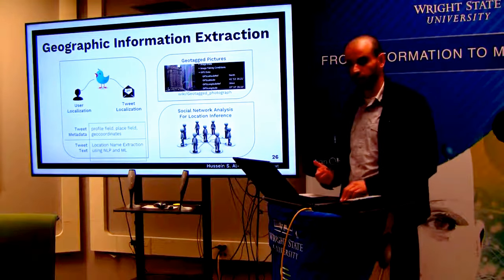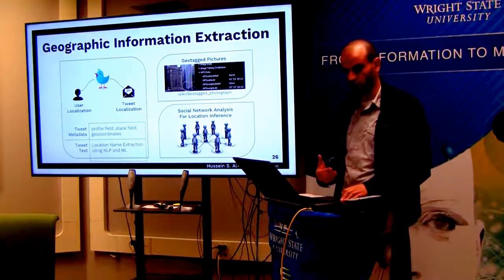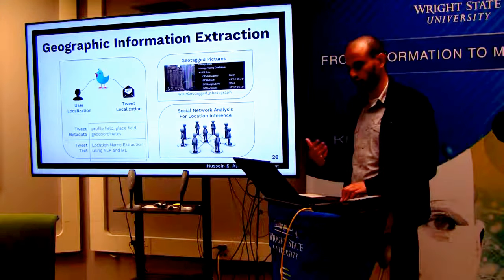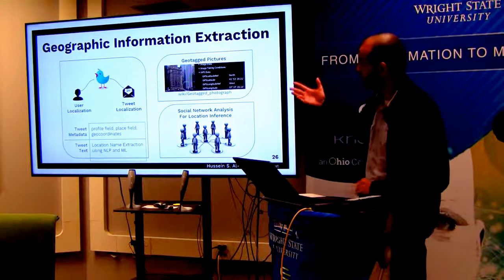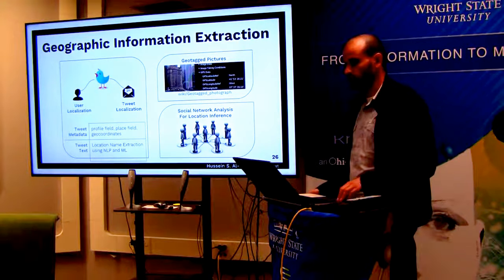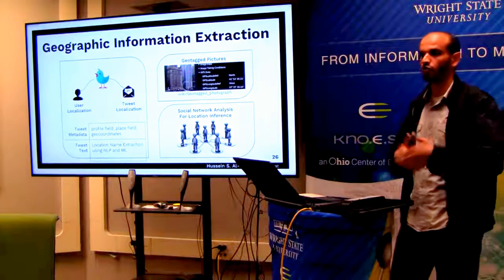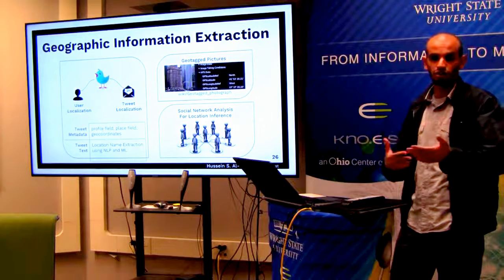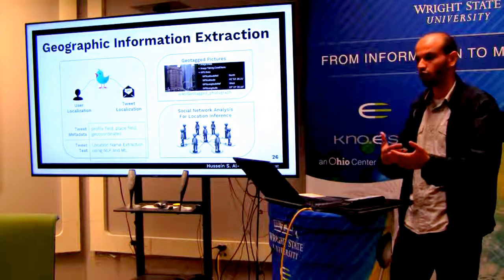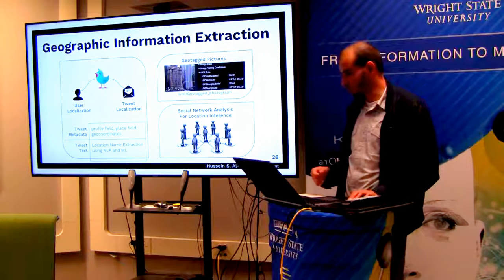And these can be done from the tweet metadata, right? Like the profile field, place field, geo-coordinates, or the tweet text itself, which means that I need to do location name extraction using the NLP and the machine learning we talked about before. The other thing we can do is to extract locations from geotagged pictures. So if the user is taking pictures of a hurricane or whatever, and they are geo-stamped, I would be able to go and retrieve those. The other thing is, as we said, the social network analysis for location inference.